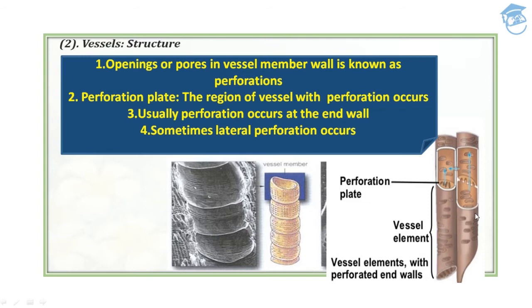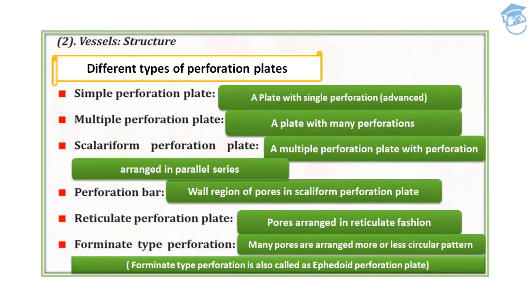So sometimes it is seen that perforation also occurs from this lateral side. Different types of perforation plates are seen. First is simple perforation plate. It is a plate with a single perforation. That means only one pore is there that allows passage.